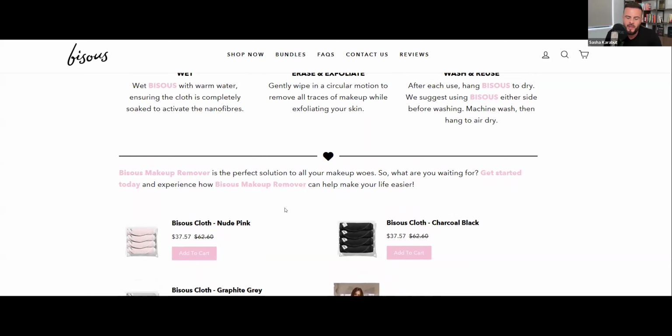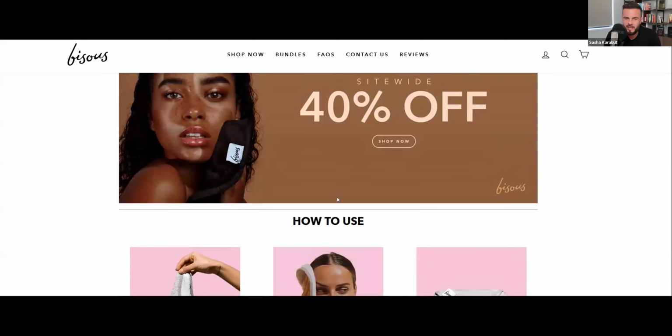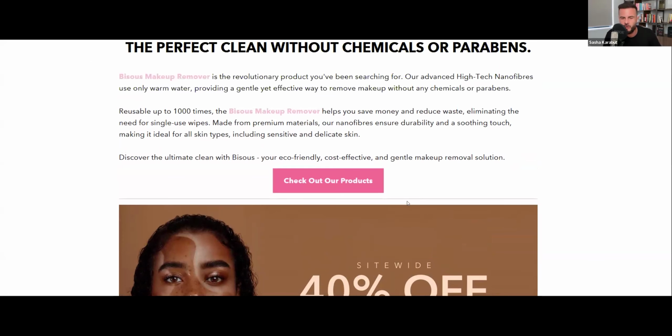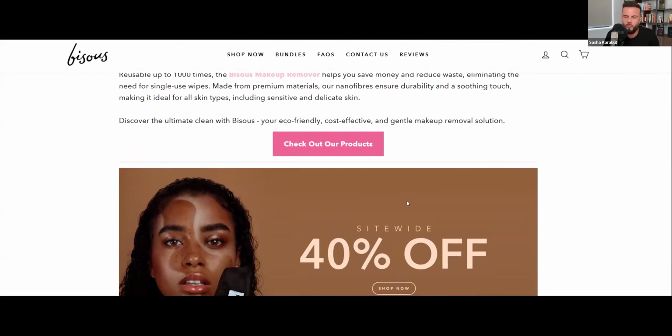Because if they don't, and they need to scroll through your page to find what they're looking for, they're likely going to get bored and click somewhere else. And next thing they're back on Instagram watching reels again. So it's very, very important.